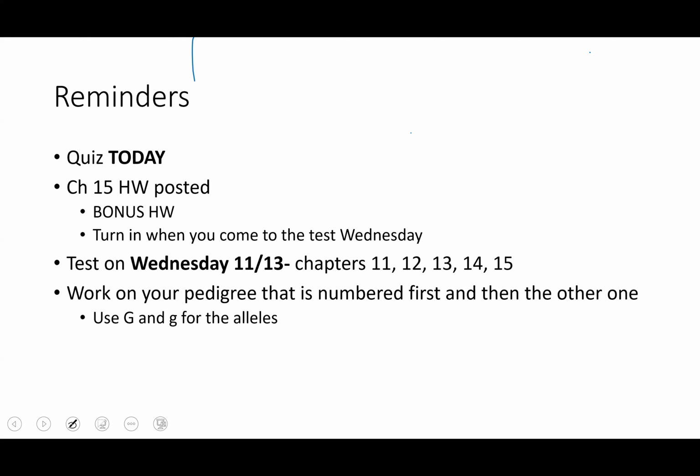Chapter 15 homework is posted. I don't remember what day the syllabus said it's gonna be due. Homework syllabus dates are pretty much just wrong all the time. So I'm making it a bonus homework. So you can come in to the test on Wednesday. That means if you have a 0 for homework, you can replace that 0, and if you don't have a 0 for homework, it's gonna be a bonus for you.